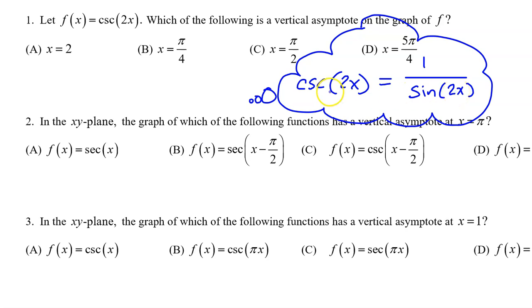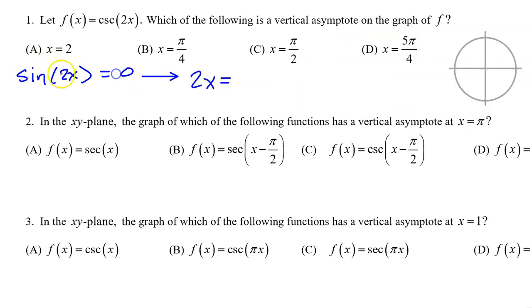Therefore, cosecant will have a vertical asymptote wherever the denominator, the sine of 2x, is equal to 0. In other words, we can find the vertical asymptotes by setting the sine of 2x equal to 0 and solving. First, we solve for 2x by asking ourselves the sine of what is equal to 0. Sine is the y value on the unit circle, and y values are equal to 0 here and here. So 2x is equal to 0 and pi, among other solutions.